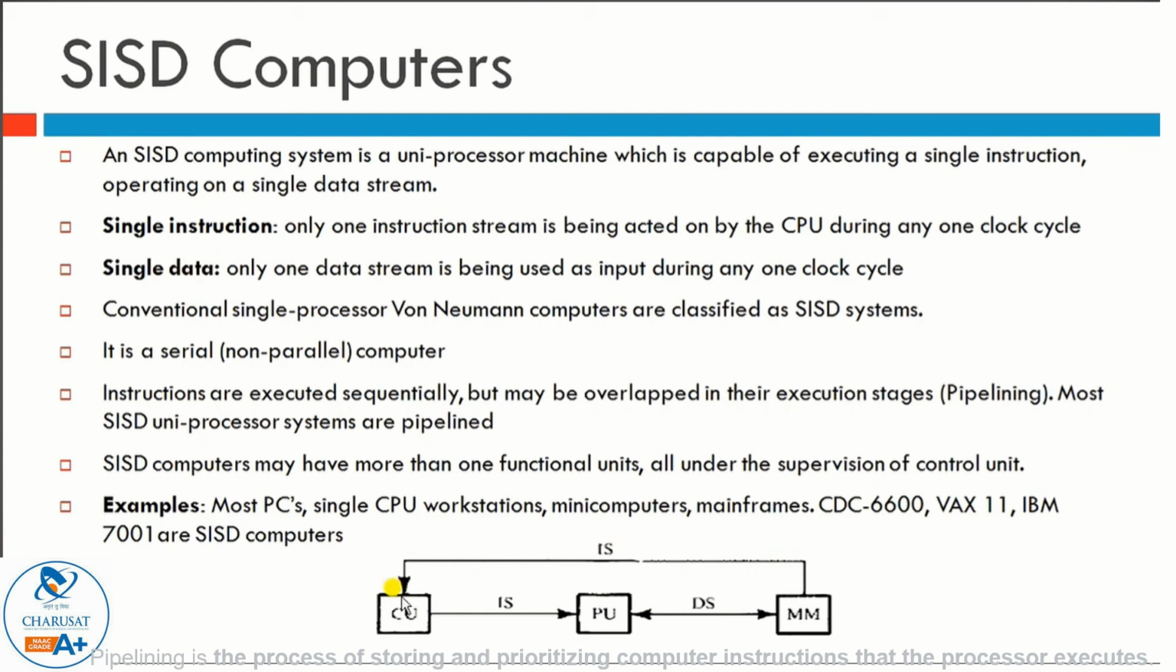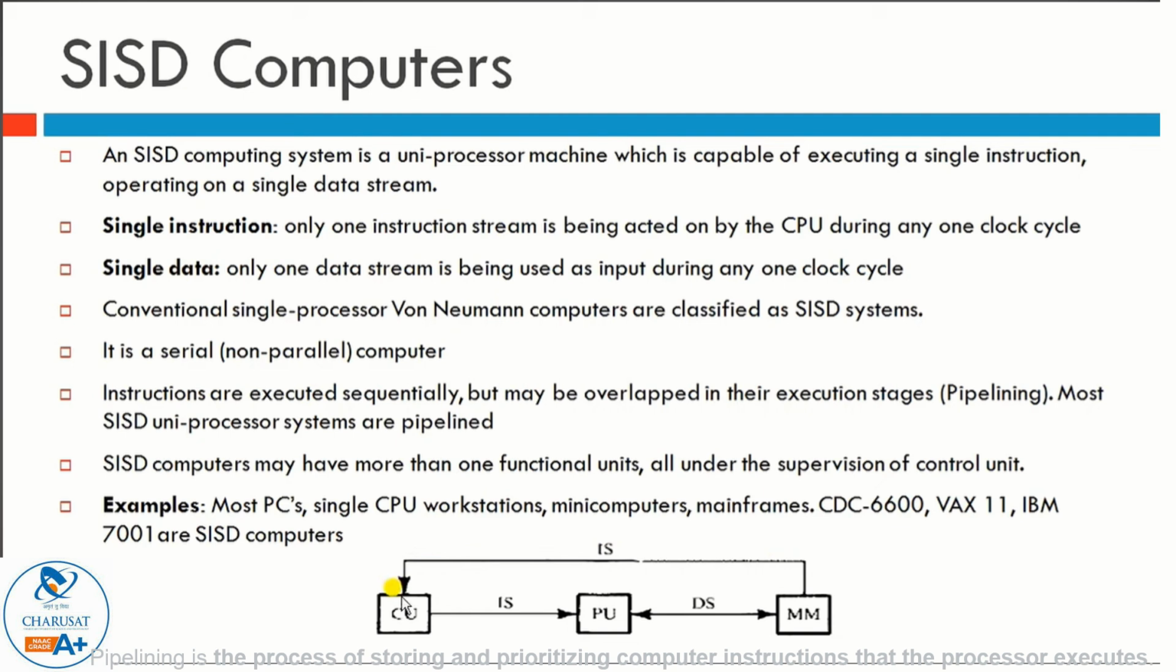Conventional single processor von Neumann computers are classified as SISD systems. It is serial, meaning non-parallel computers. Instructions are executed sequentially but may be overlapped in their execution stages. Most SISD uniprocessor systems are pipelined. What is meant by pipeline? Pipelining is the process of storing and prioritizing computer instructions that the processor executes.